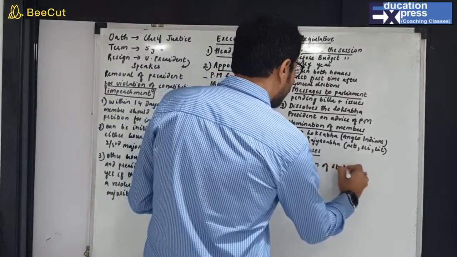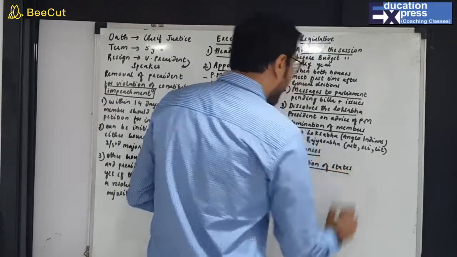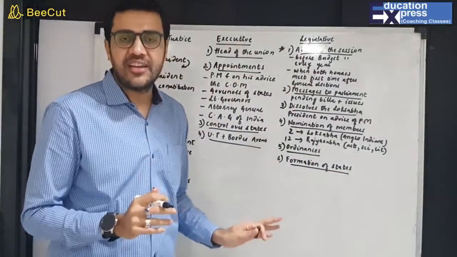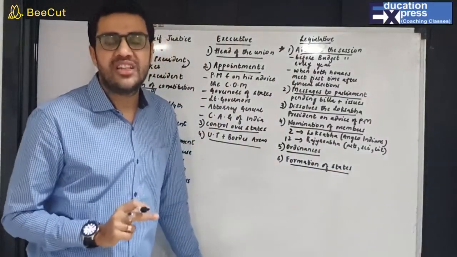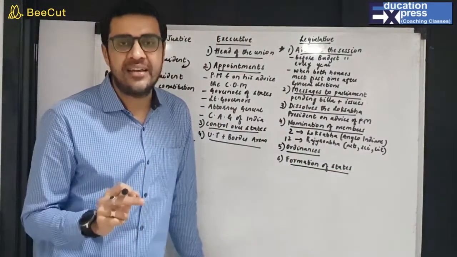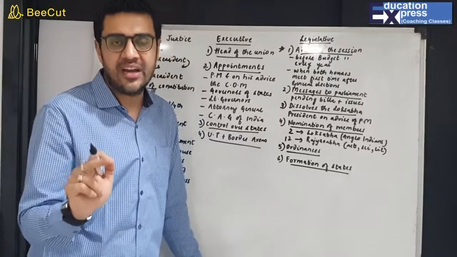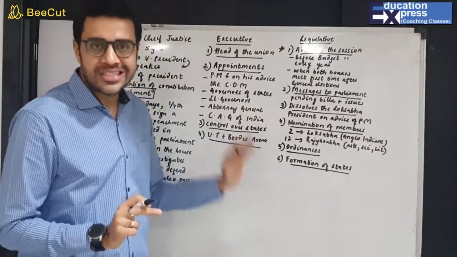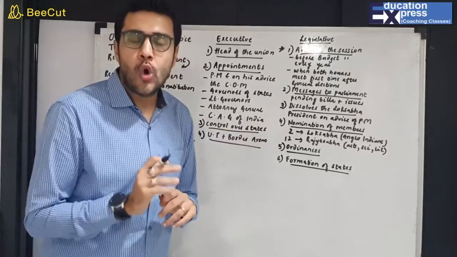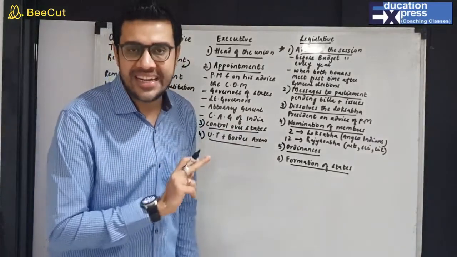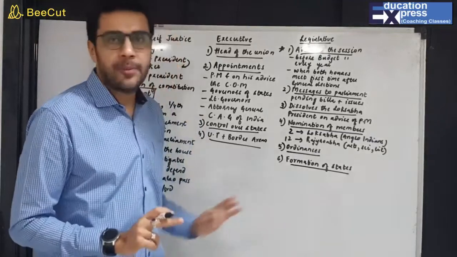Formation of states. Any new state in the country can only be formed with the assent of the president. Assent matlab signature of the president. Is that very clear? Any new state can be formed only with an assent of the president. President ने अगर assent नहीं दिया, new state cannot be formed.